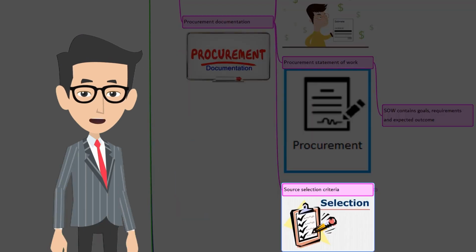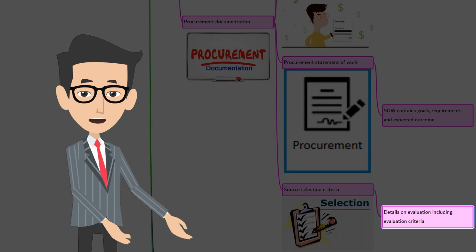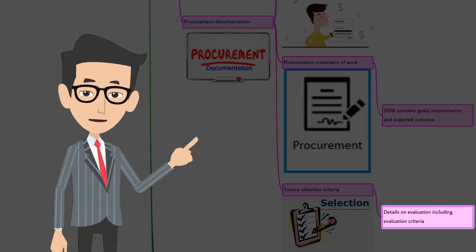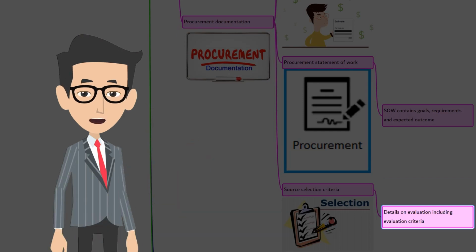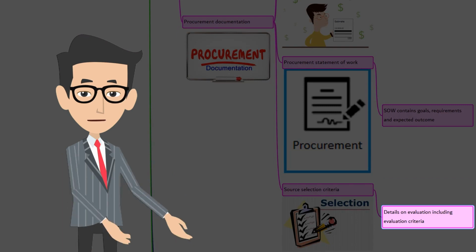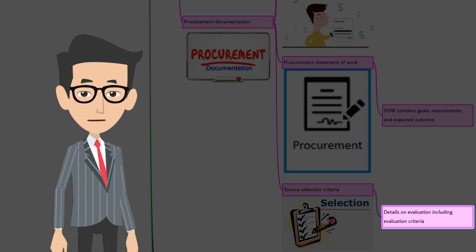Source selection criteria. These criteria describe how bidder proposals will be evaluated, including evaluation criteria and weightage for each criteria. It can also happen that to mitigate the risk, the buyer may sign agreement with more than one seller.